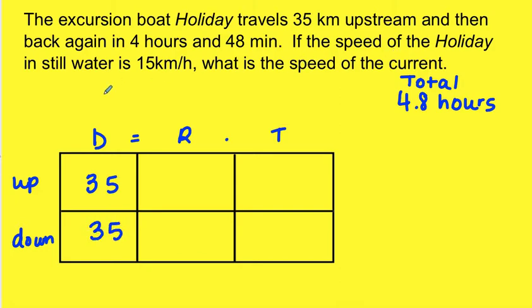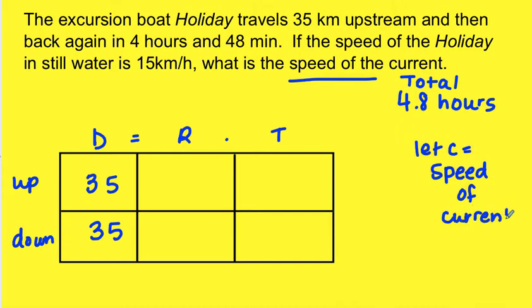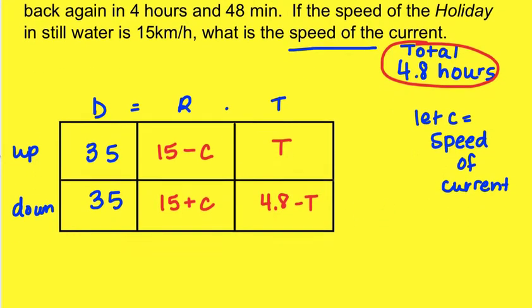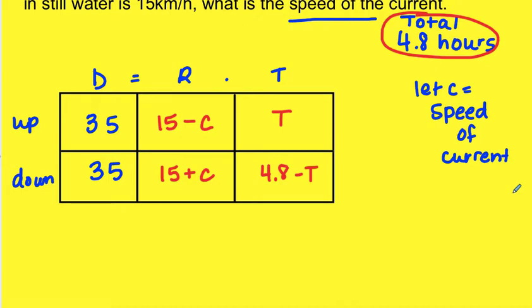The speed of the Holiday in still water is 15 kilometers an hour, but now I've got to either add or subtract the speed of the current. So I'm going to let C equal the speed of the current. Upstream's going to be harder, so 15 minus C, and 15 plus C going downstream. Okay, and the total time was 4.8. So if I say that this one was T time, then this one would have to be 4.8 minus T. Again, I'm using 0.8, but normally I wouldn't do that if it was a repeating decimal.